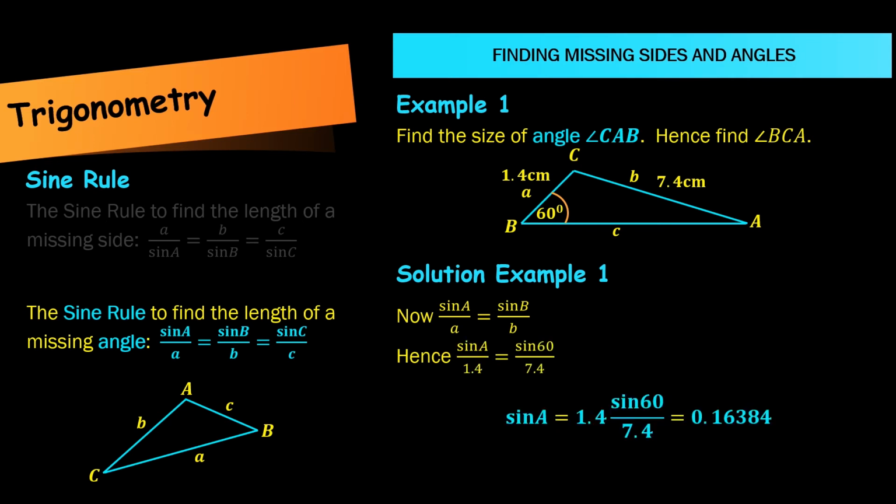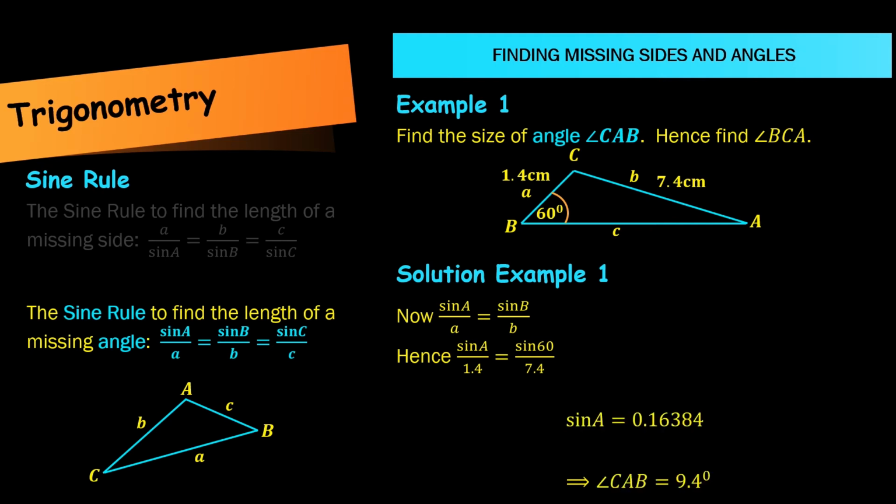And calculating this gives us that this value is equal to 0.16384. And therefore angle A, or more precisely angle CAB, is equal to 9.4 degrees.